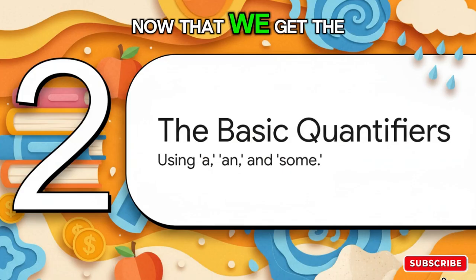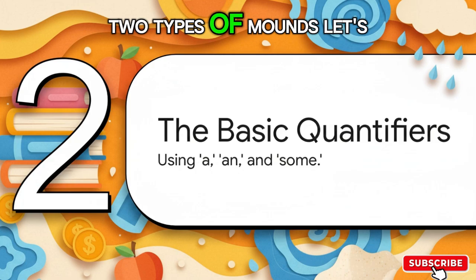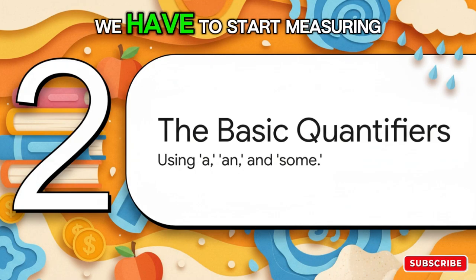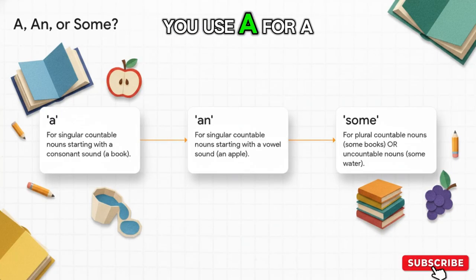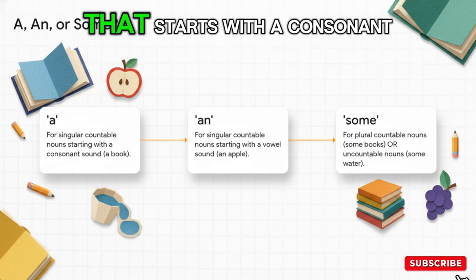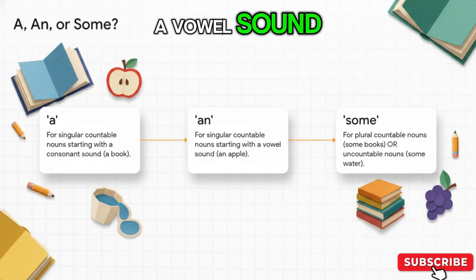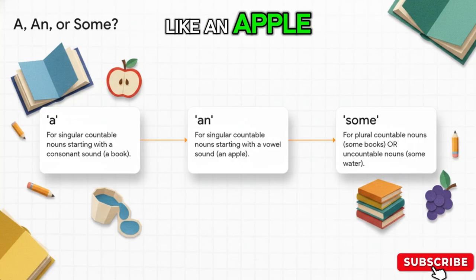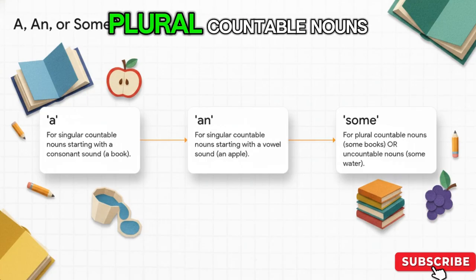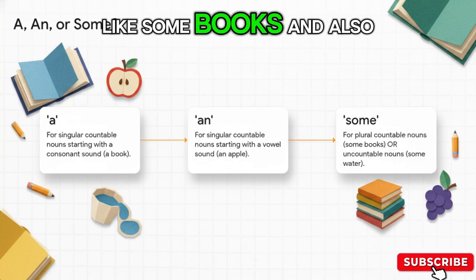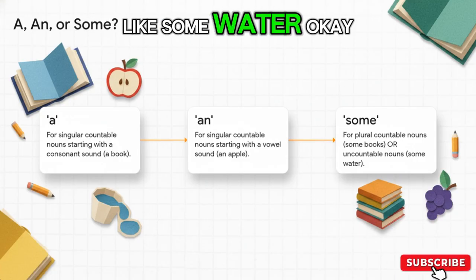All right, so now that we get the difference between these two types of nouns, let's look at the most basic tools we have to start measuring them. The rules here are really straightforward. You use a for a single countable thing that starts with a consonant sound, like a book. You use an if it starts with a vowel sound, like an apple. And then you have the super useful one, some. You can use that for plural countable nouns, like some books, and also for any uncountable noun, like some water.